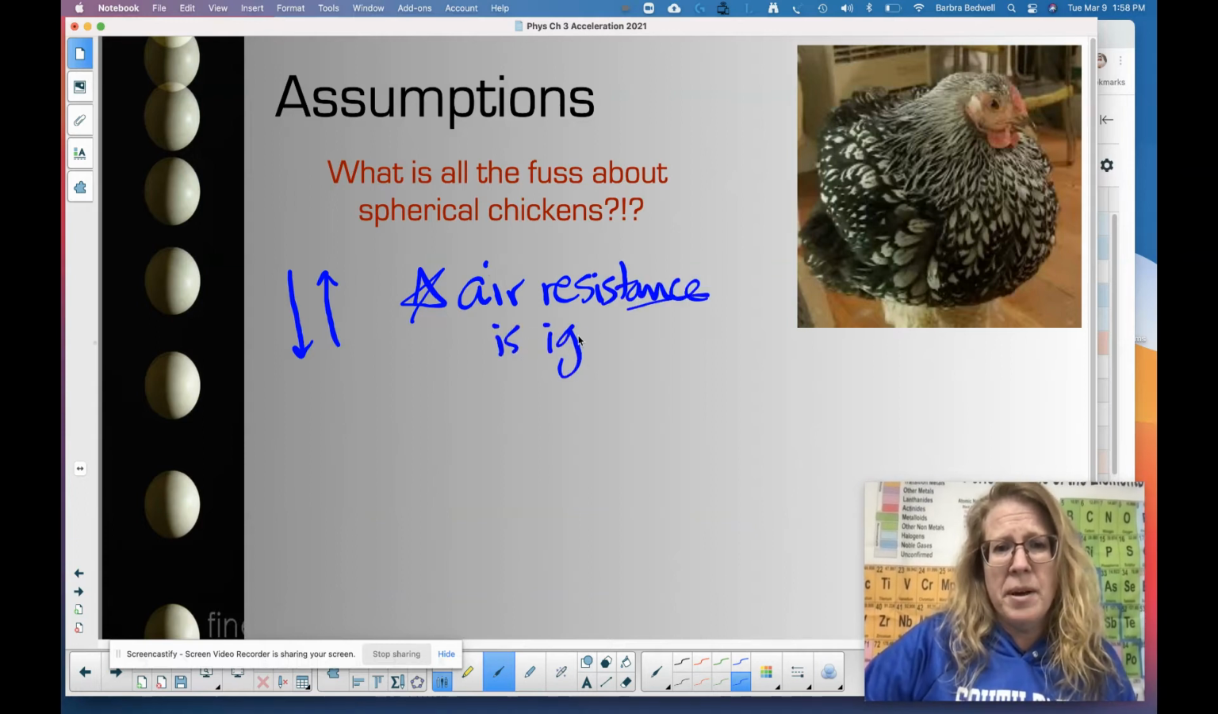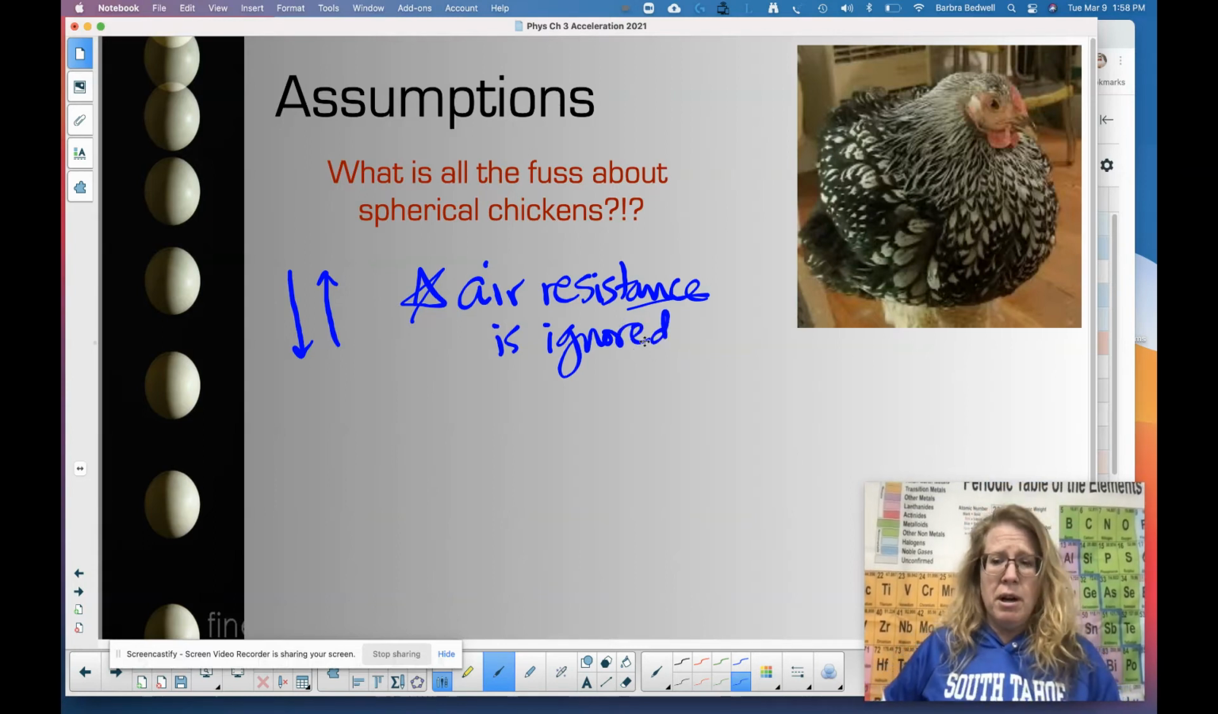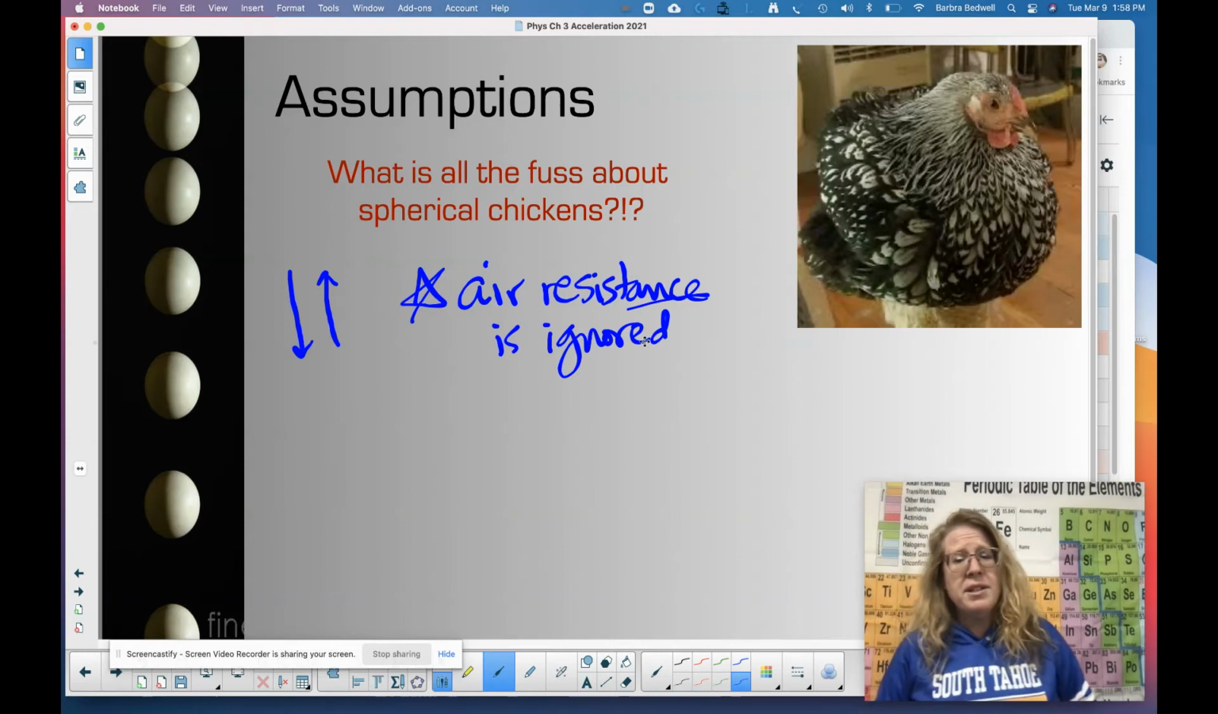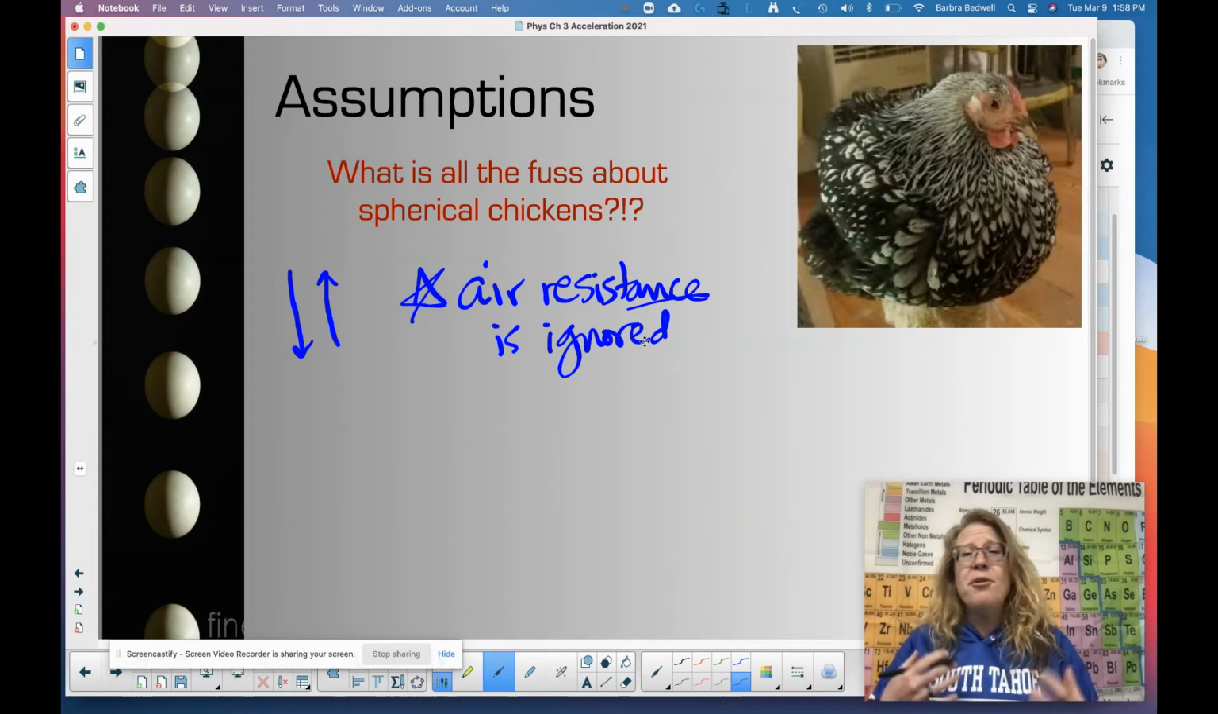Air resistance is ignored. So I'll tell you what the spherical chicken is here. It'll make our video a little bit longer, but I'll tell you what the joke is. So our big assumption here when we're doing this is that air resistance is ignored. We know it's not. Okay, we know air is a thing, but for the simplification of what we are doing in physics right now, we are indeed going to ignore air resistance so we don't have to worry about that upward, negative, positive acceleration canceling each other out. So here's the story of the spherical chicken.